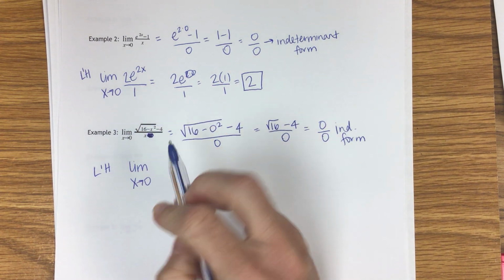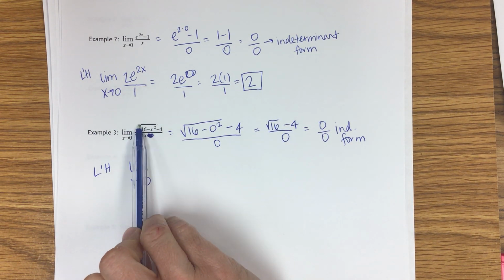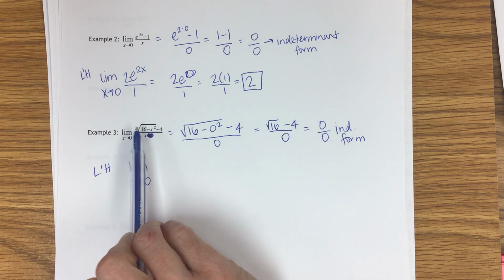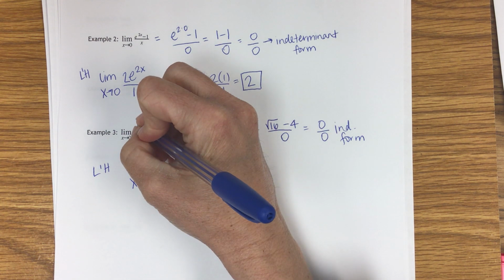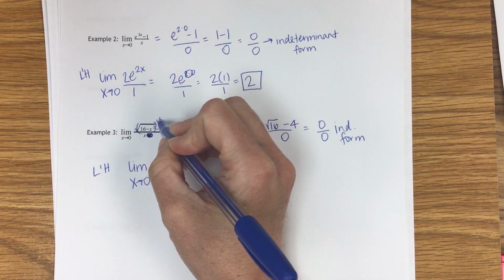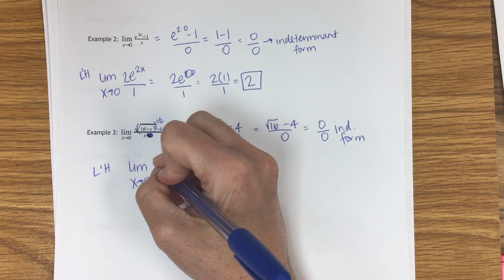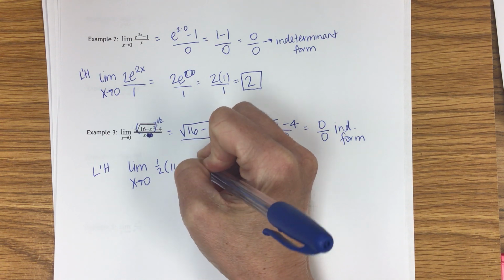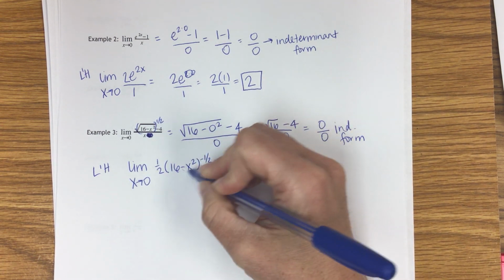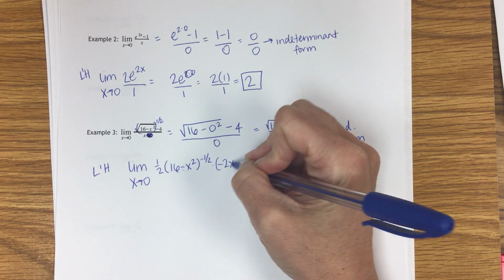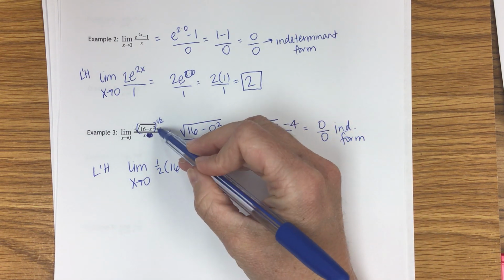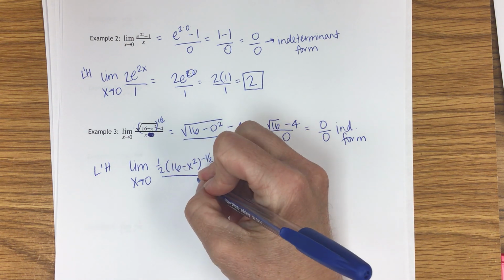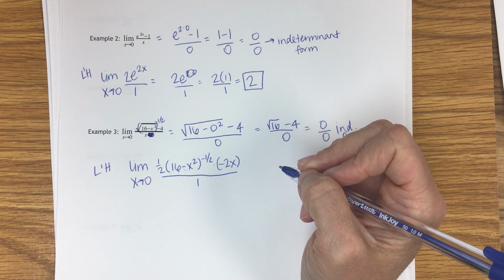So L'Hopital's rule means I'm going to take the derivative of the top, the derivative of the bottom, and try again. The derivative of the top: if I had that stuff to the half, it would be chain rule, bring that half down in front. 16 minus x squared to the negative half, multiplied by the derivative of the inside, negative 2x. So that's my chain rule. Minus the derivative of 4, which is 0, and the derivative of x is 1.